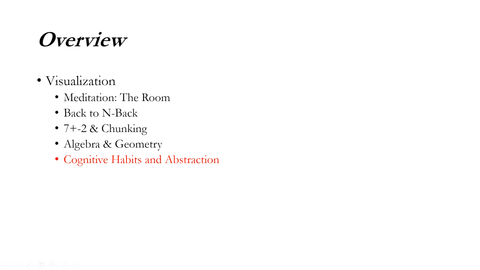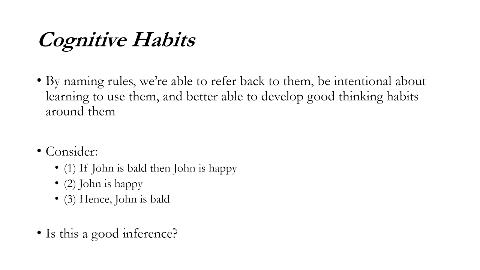Cognitive habits and abstraction. Let me ask you this. Consider this argument. If John is bald, then John is happy. John is happy. Therefore, John is bald. Is this a good inference? If you accept 1 and 2, does 3 follow?